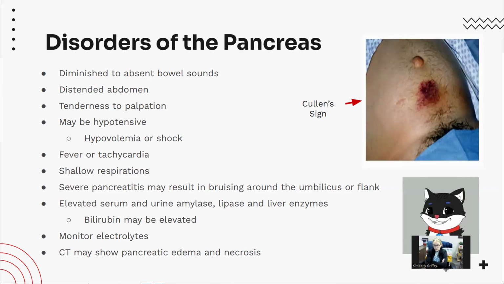They can have diminished bowel sounds, a distended abdomen, tenderness to palpation. They could be hypotensive, so they can have hypovolemia or shock. They can have fever, tachycardia, shallow respirations. Severe pancreatitis can result in bruising around the umbilicus or flank. That is called Cullen's sign, and this is due to a decrease in the amount of platelets.